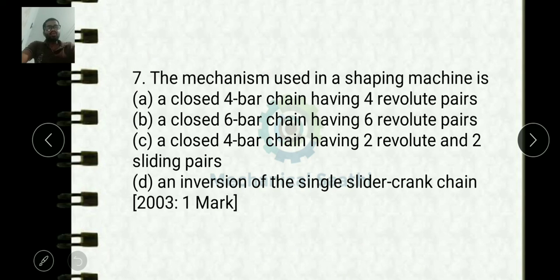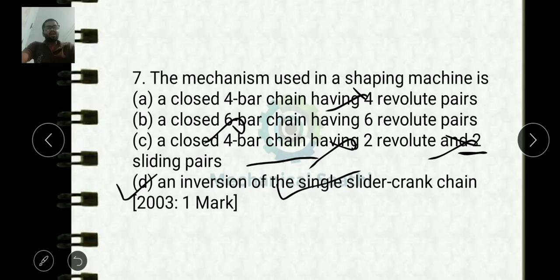Okay, so is it a closed 4 bar chain of 4 revolute pairs? No, there is a sliding pair. It is not a 6 bar chain, it is a 4 bar chain. No, there is a sliding pair, a single sliding pair, not two sliding pairs. So it is an inversion of the slider crank mechanism, so option D will be the correct answer here. It was asked in 2003 for 1 mark. So let us move forward.